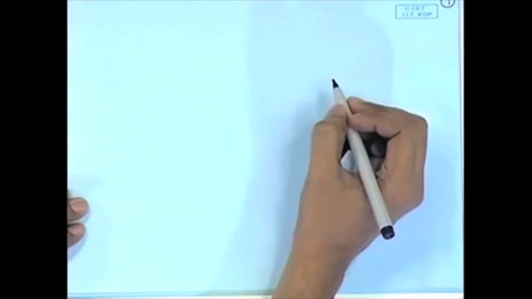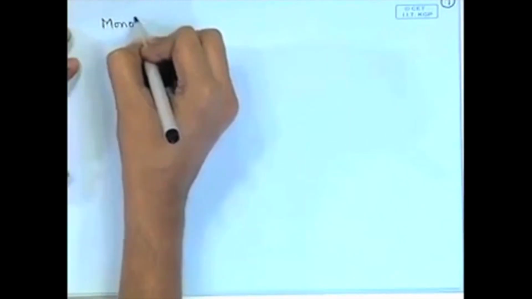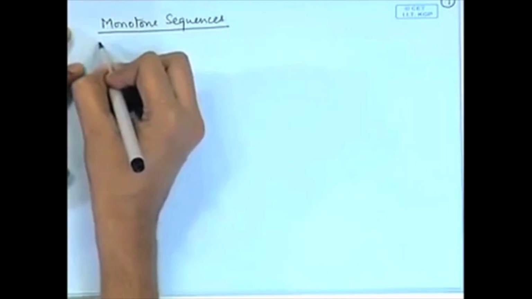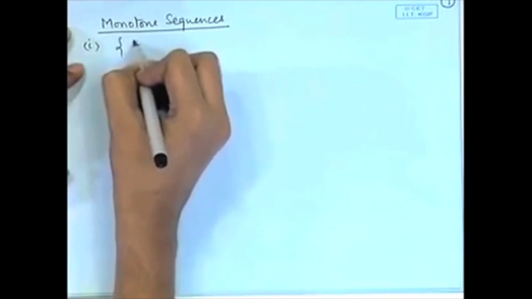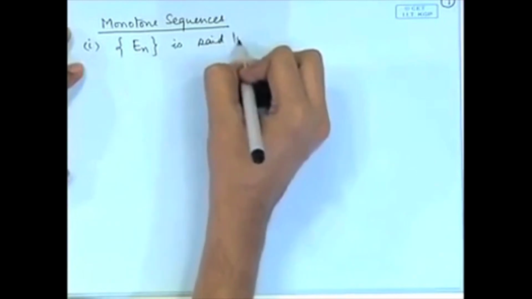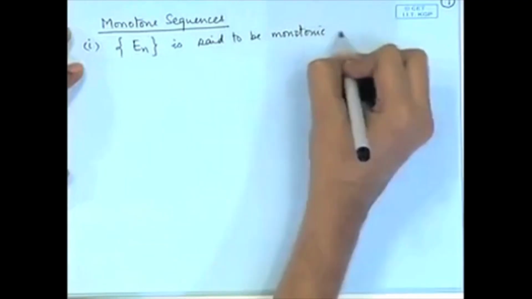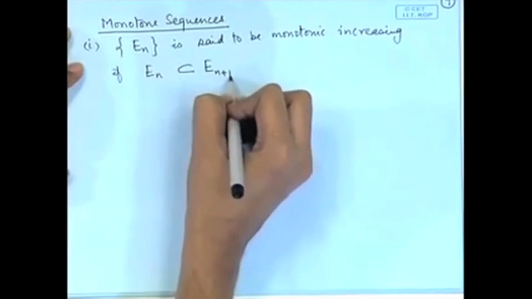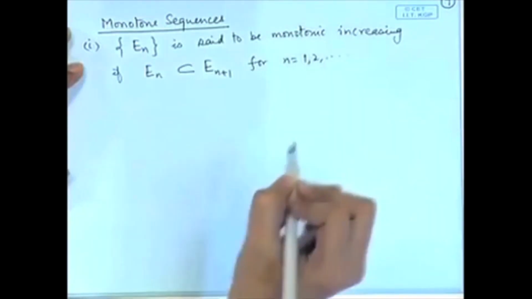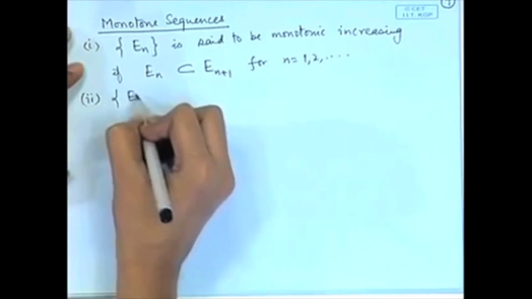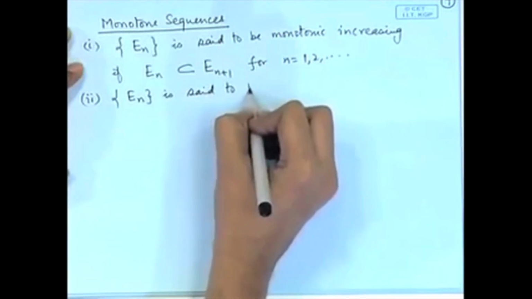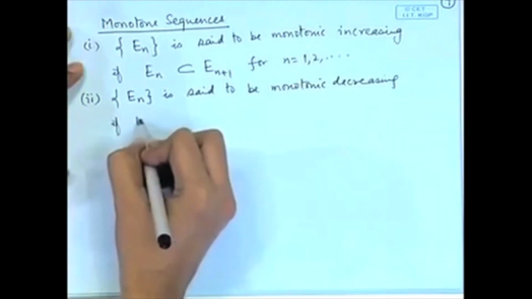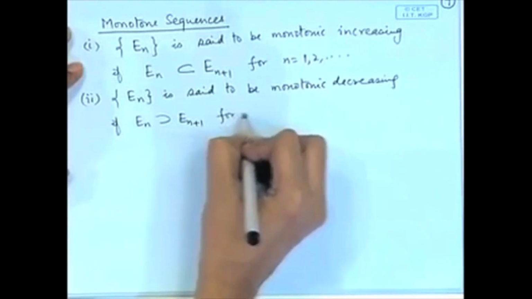So, this will always exist. They are called monotone sequences. So, we say that a sequence En is said to be monotonic increasing if En is a subset of En plus 1 for n is equal to 1, 2 and so on. In a similar way, we define En to be monotonic decreasing if En contains En plus 1 for n is equal to 1, 2 and so on.